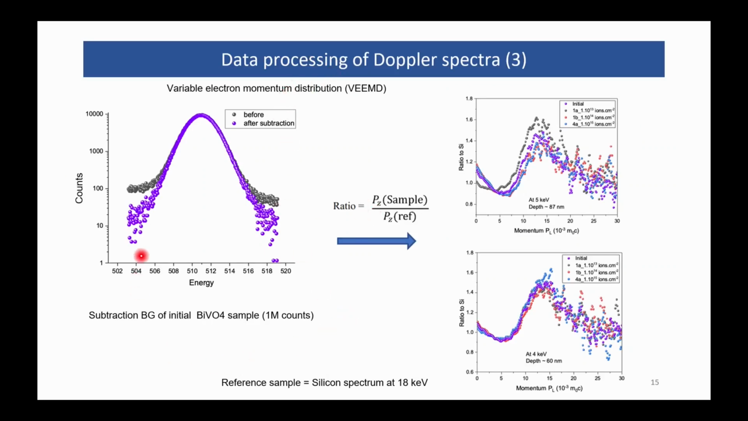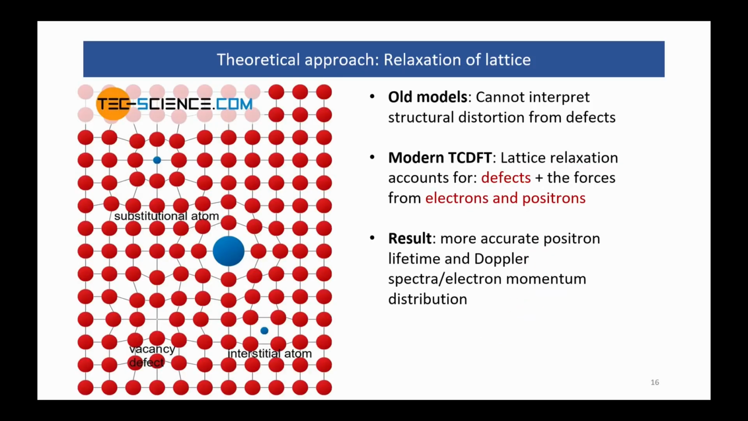And for the Bismuth Verde, it should look like this. And the electron momentum distribution is, you take the ratio of the sample to the reference, and the reference we choose here is the perfect lattice of silicon. It looks like this. And this peak will have information of defect inside material. So this is the first approach from experiment method.